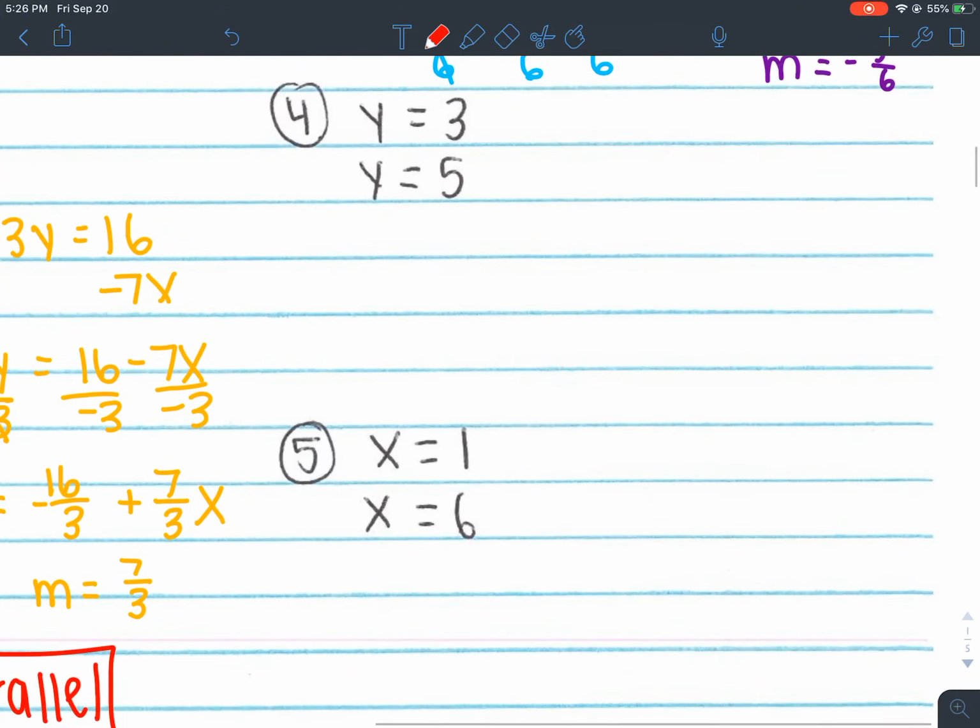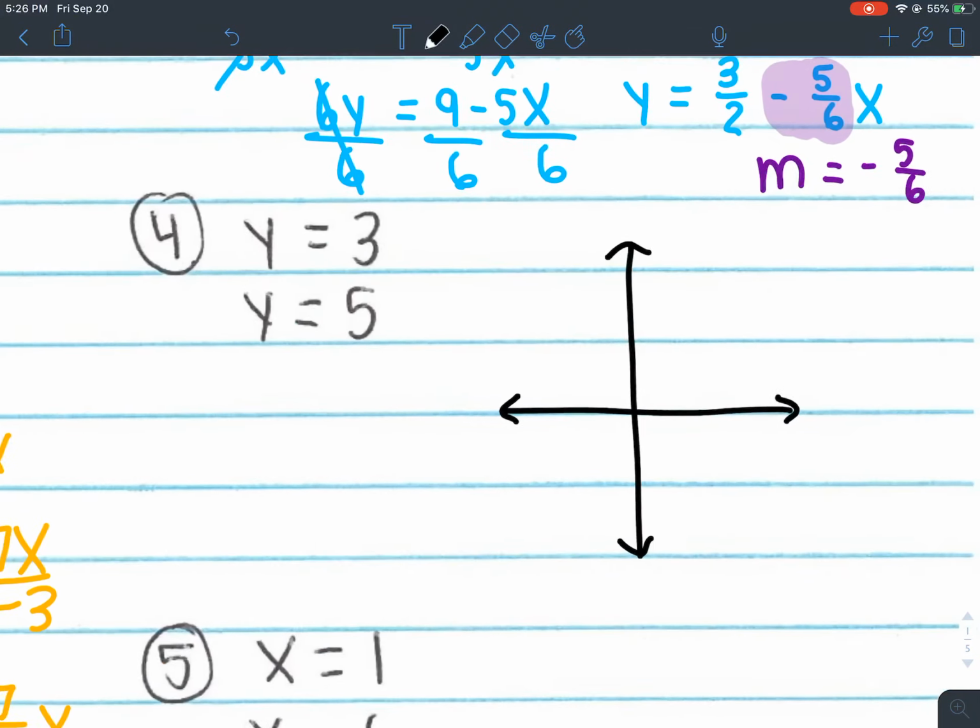All right. Now 4 and 5 are special. When I see something with 4 and 5, I always want to draw a graph. I want to draw a picture for myself. So if it's just a letter all by itself, like if it's just y equals a number or x equals a number, I like to draw a picture because it helps me visualize a little bit better.